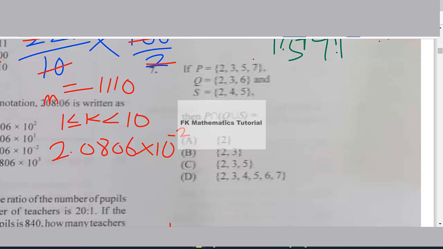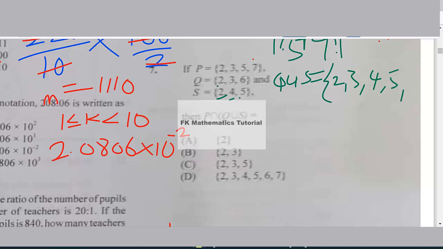So first, let's find Q union S. So Q union S will be elements in Q or S or both, with no repetition. So 2, we pick one of them. Then we have to pick 3 because 3 is in Q. You have to pick 4. Then we have to pick 5. Then we have to pick 6.